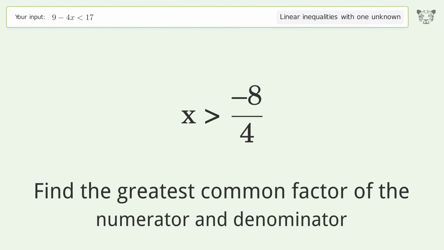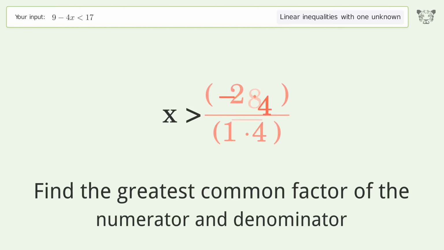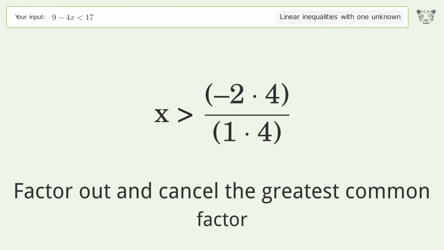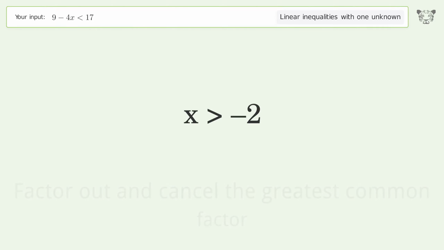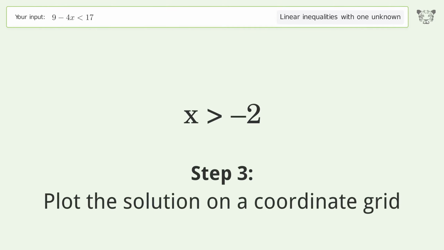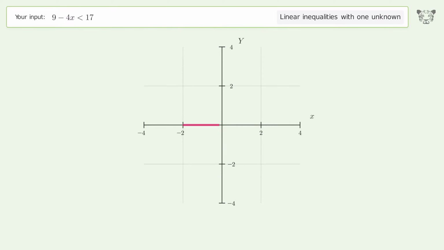Find the greatest common factor of the numerator and denominator. Factor out and cancel the greatest common factor. Plot the solution on a coordinate grid. And so the final result is x greater than -2.